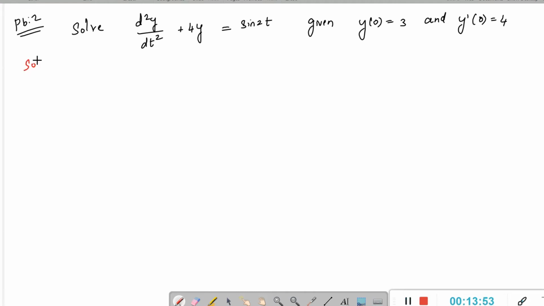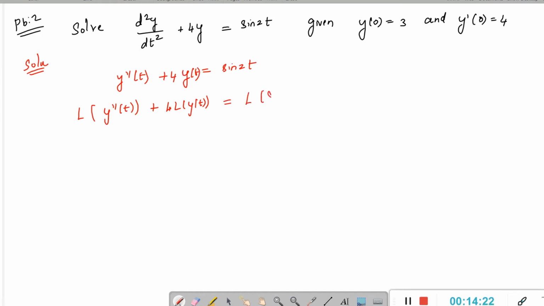Solution. Given that y double dash of t plus 4y equals sin 2t, I am going to take a Laplace transform on both sides. If you take the Laplace transform, you get L of y double dash of t plus 4 into L of y of t equal to L of sin 2t.